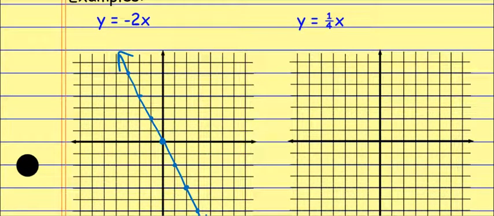So this one goes through 0, 0. So we're going to start at the origin. And then we're going to use that k value this time as the slope. Again, the k value is still the slope. It just has a special name, the constant of variation. So up 1 over 4, or down 1 back 4. And I draw my line.